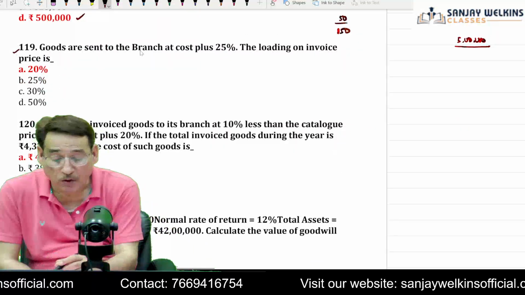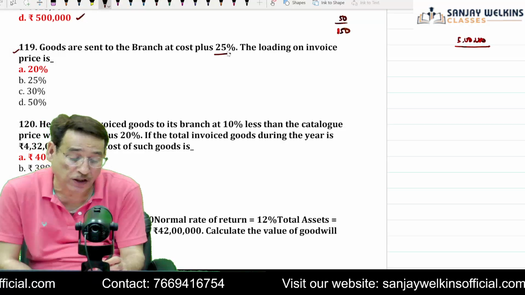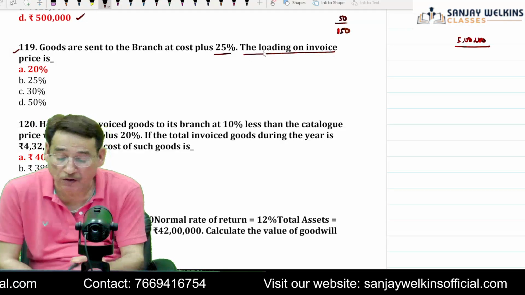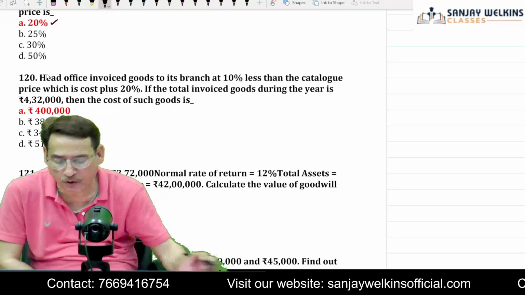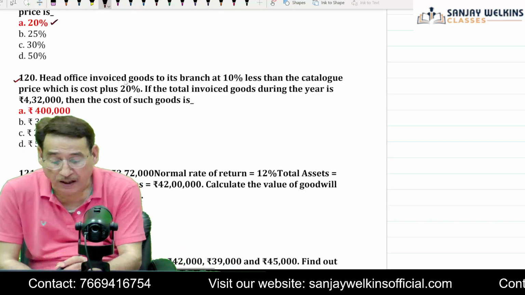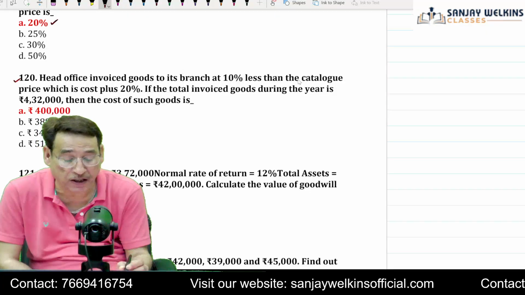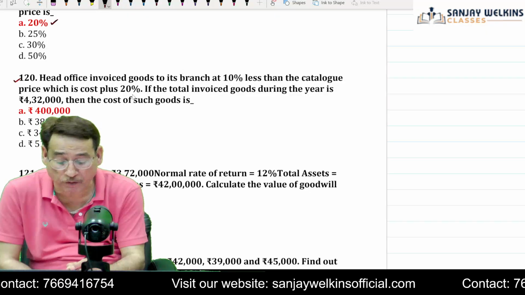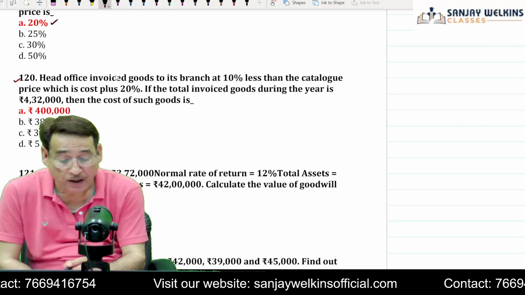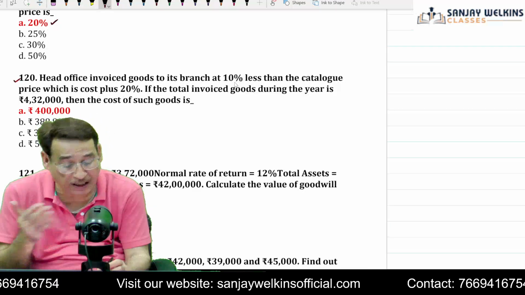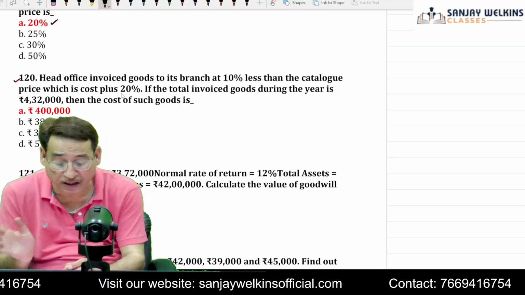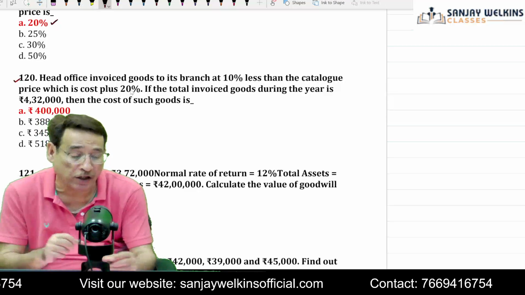119. Goods are sent to branch at cost plus 25%. So invoice price loading will be equal to 20%. I need not elaborate it, because so often we have done such questions. Head office invoices goods to branch at 10% less than the catalog price, and catalog price is cost plus 20%.